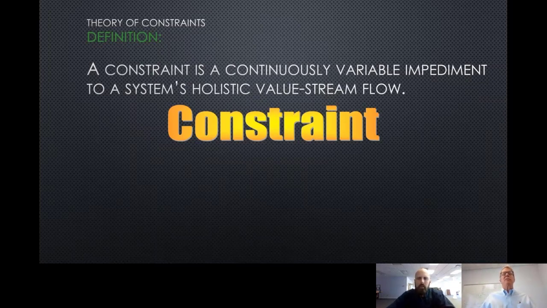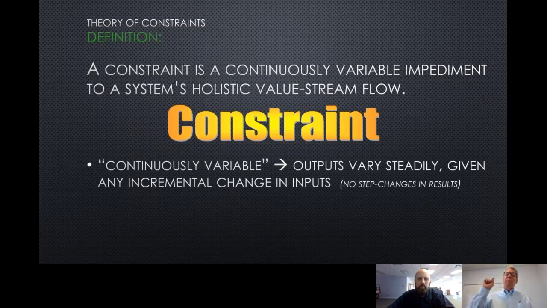When I say continuously variable, I mean outputs vary steadily, giving incremental changes in inputs through the constraint. So if the constraint's holding you back the most, and it's the restriction, if you make it 1% bigger, you get 1% more flow. You make it 7% bigger, you get 7% more flow. That's what I mean by continuously variable.